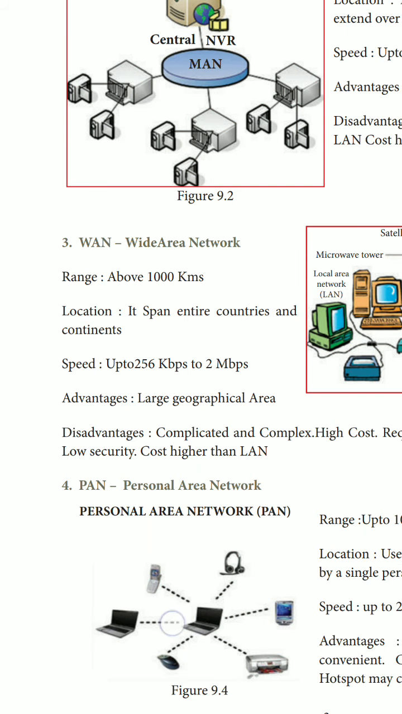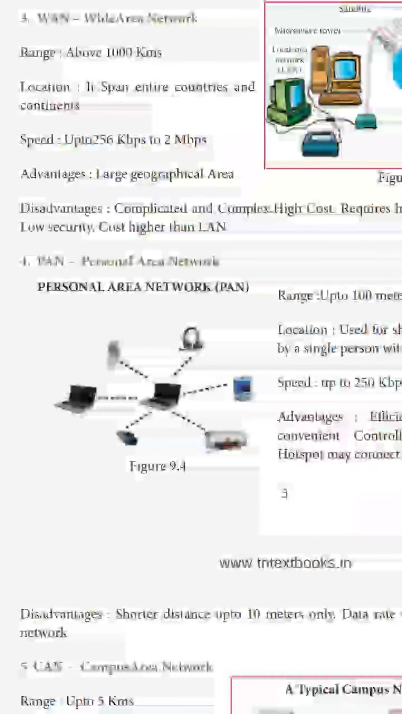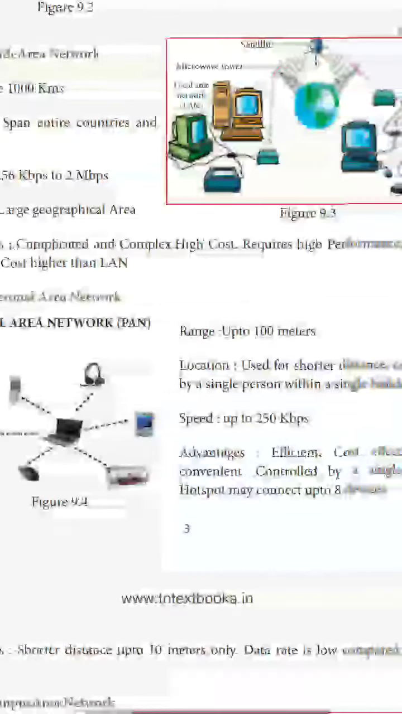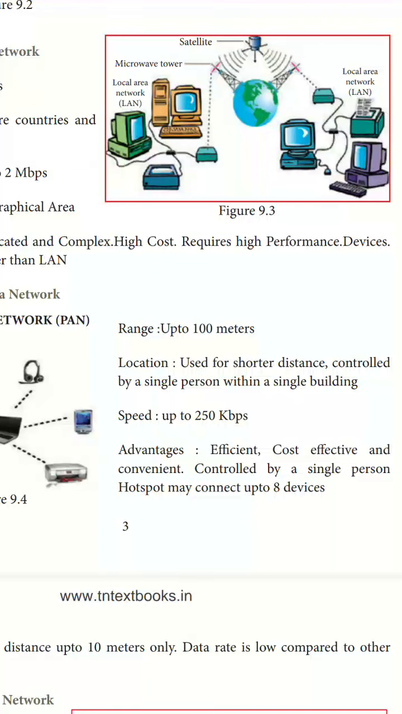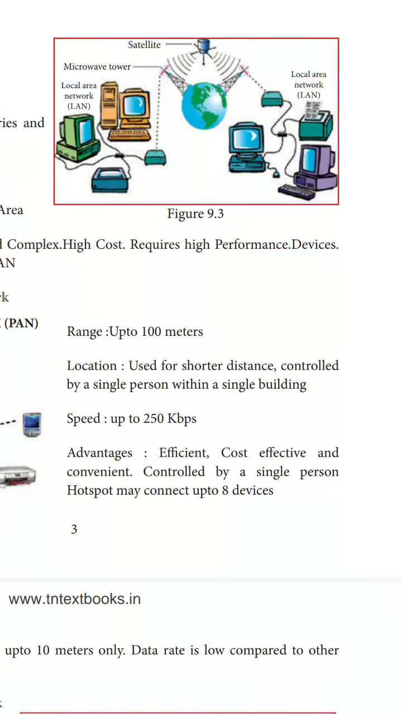The next thing is PAN, personal area network. This personal area network is created within 100 meters, used for short distance, controlled by a single person within a single building. A personal area network is the network that we create with devices next to you. The simple example is your smartwatch. Your smartwatch is connected to your phone, and it constantly sends and receives data. So this is a personal area network.